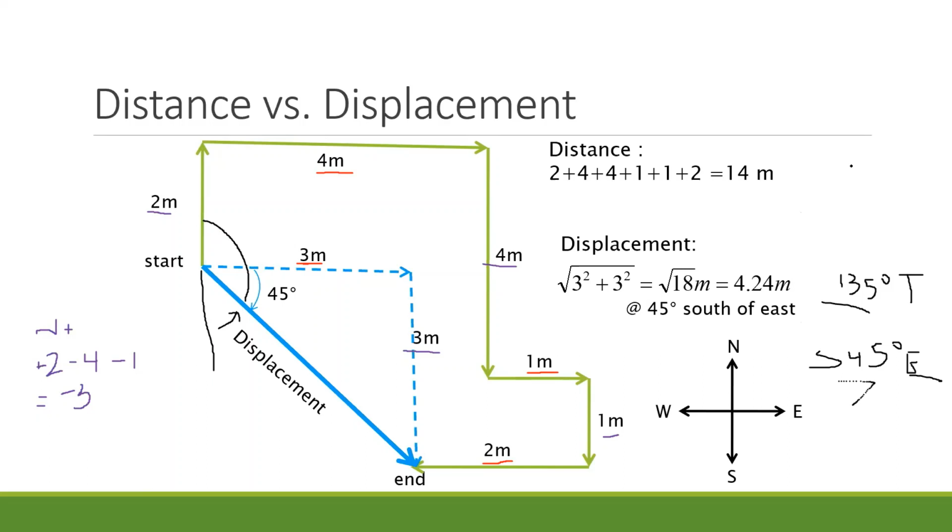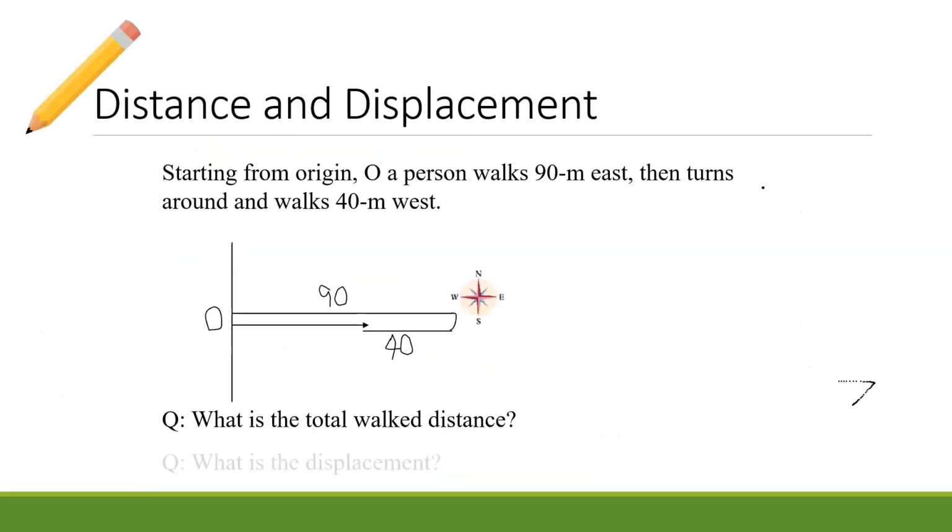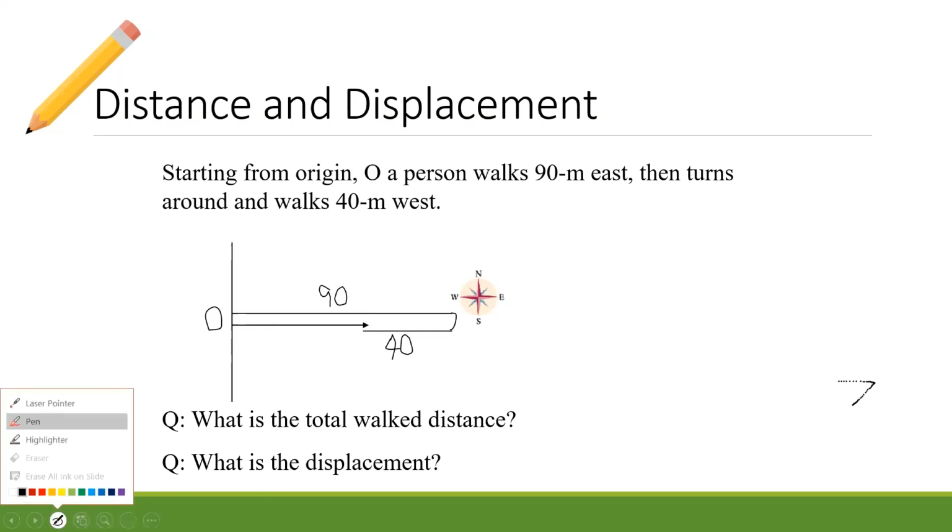Displacement is, you can see that we've got to give a direction and a size. Now, I've got a question for you guys. I'm going to give you guys a minute to answer these two questions. You can copy this down. You can just write down the answer. I'm going to give you guys a minute from now to answer this question. Starting from the origin, a person walks 90 meters east, then turns around and walks 40 meters west. What is the total walk distance? What is the displacement? I'm going to give you guys a little bit of time to work on that, and then we're going to do it together.